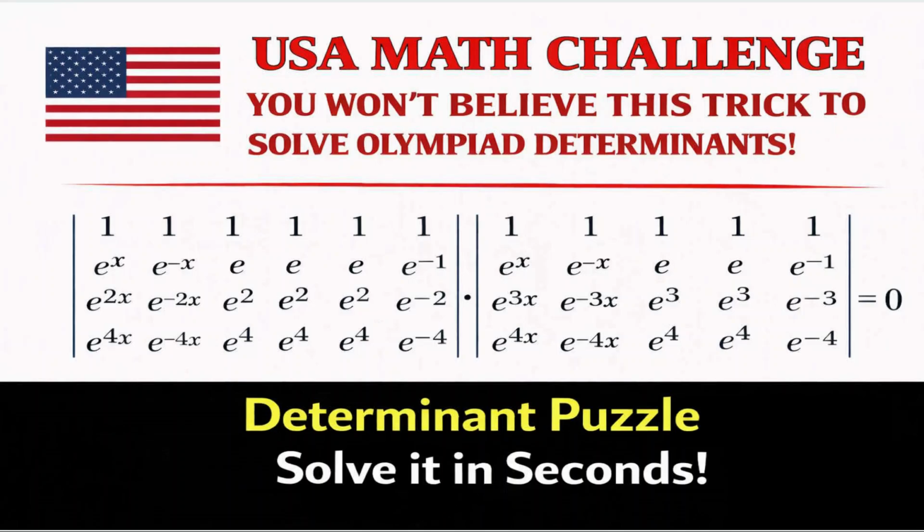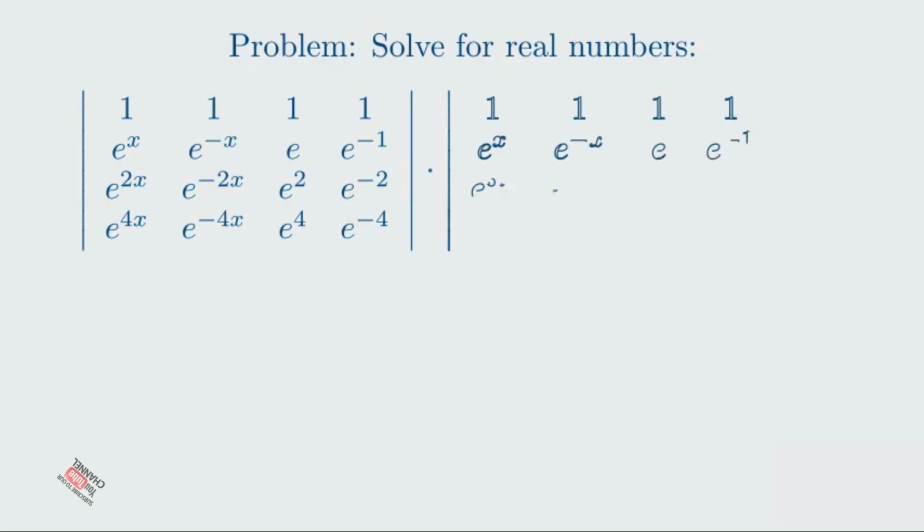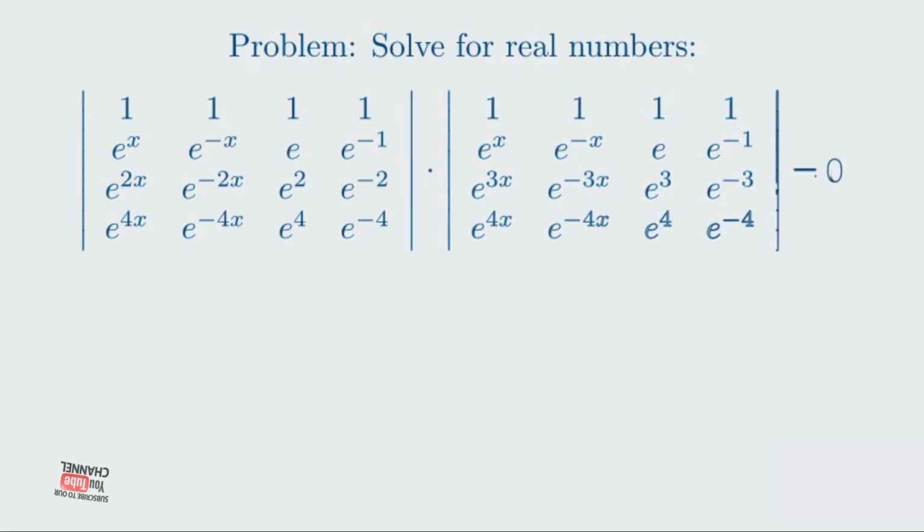Welcome. In this video, we'll walk through a detailed solution to a problem involving the determinant of a matrix equation. Our objective is to solve the following equation for real numbers x. The equation involves the product of two 4x4 determinants, and the product equals 0.